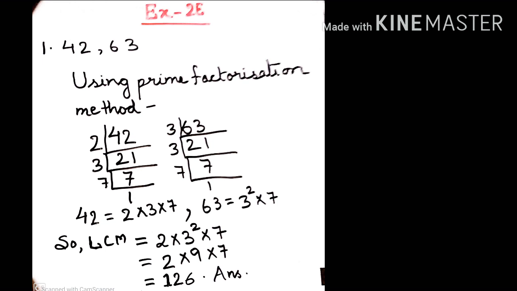Now exercise 2E. Question number 1: we have to find out the LCM of the numbers 42 and 63. So I'll be showing you the methods of calculating the LCM one by one. Here we have used the prime factorization method. So first we take out the prime factorization of 42 and 63 respectively. 42 is 2 into 3 into 7 and 63 is 3 to the power 2 into 7. So again we will be writing the highest powers of the factors. So the LCM will be 2 into 3 to the power 2 into 7, that is 126.